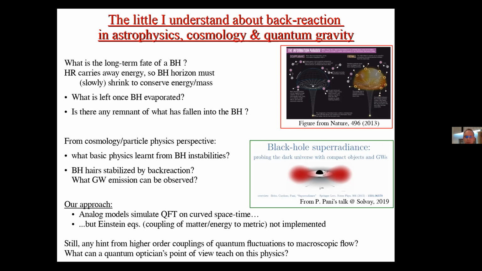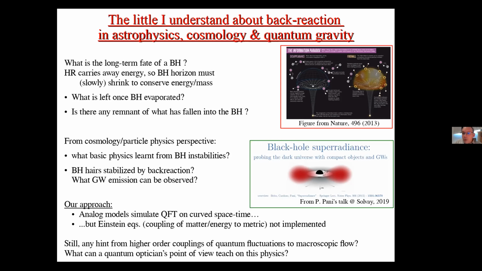So it's very interesting to try to see what analog models can explain of this physics. Of course, we are very well aware that analog models are excellent in simulating quantum field theories on curved space-times, but they have problems in simulating that part of the equations which deals with the Einstein equations of relativity, so how the curvature of the space-time is related to the stress energy tensor of matter. This part is not implemented in the analog models.